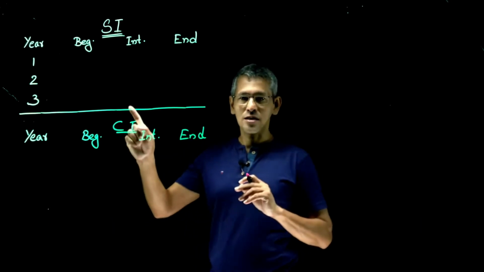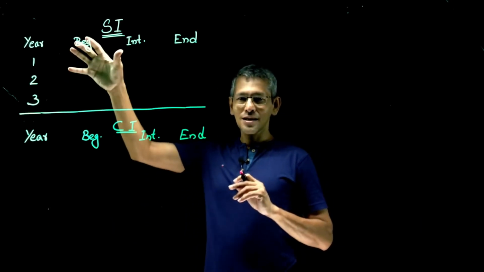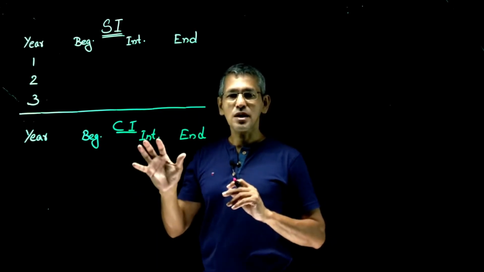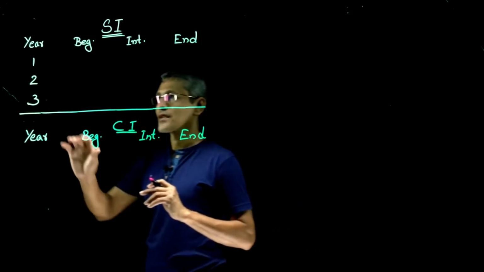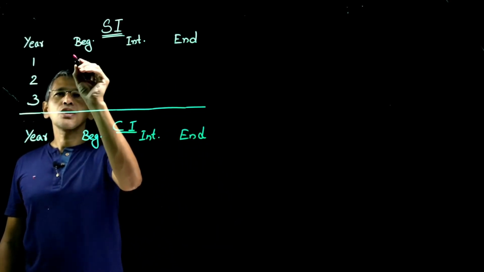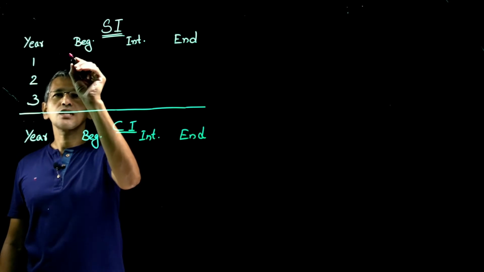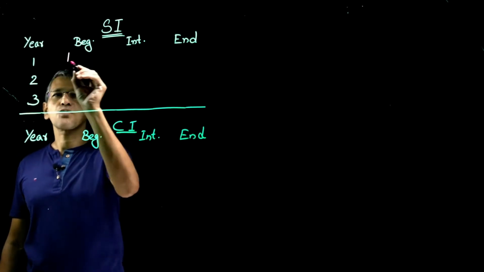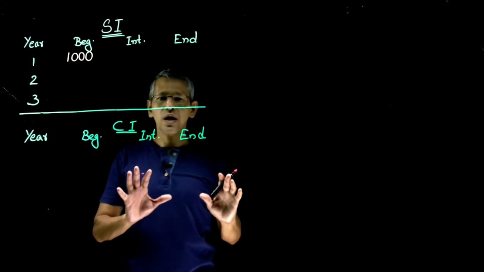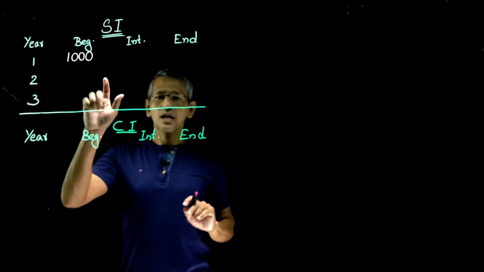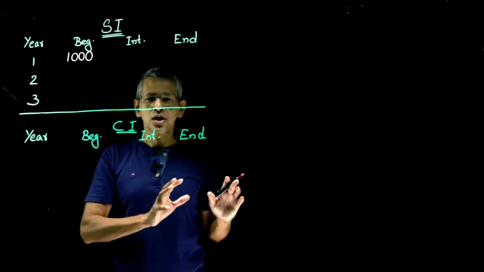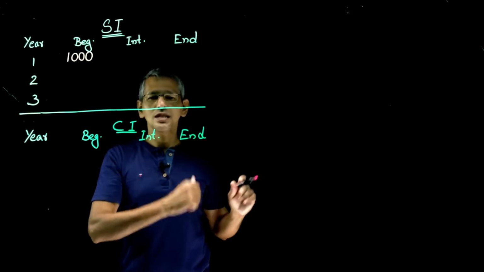Right, so in this case, let's take a look at the illustration here. You will get a clear idea of the difference between simple interest and compound interest. Let's say for simple interest, you have invested 1,000 rupees in your bank. So at the beginning of year one, you have 1,000 rupees, and naturally you are supposed to get an interest. Let's say you get 10% interest.